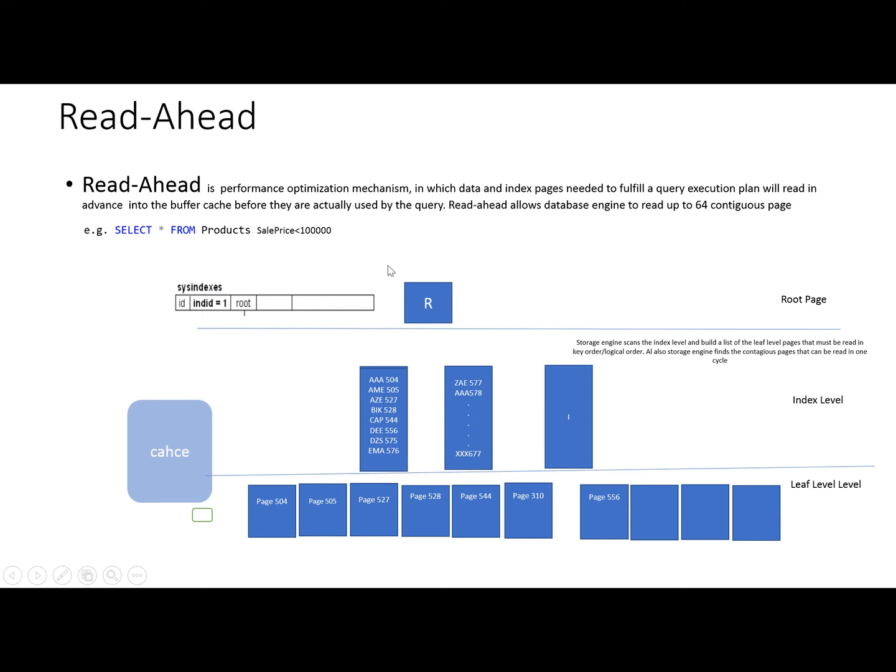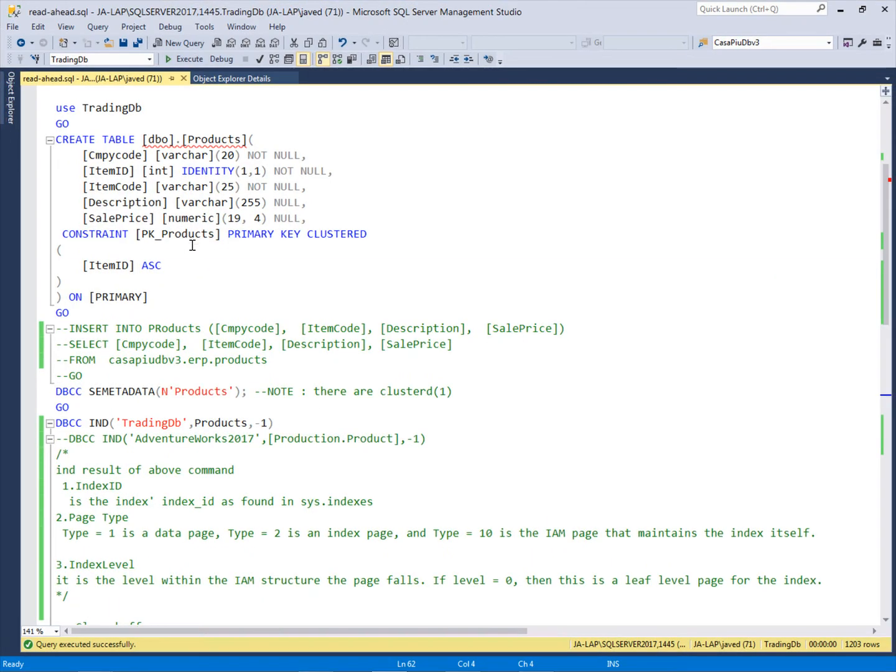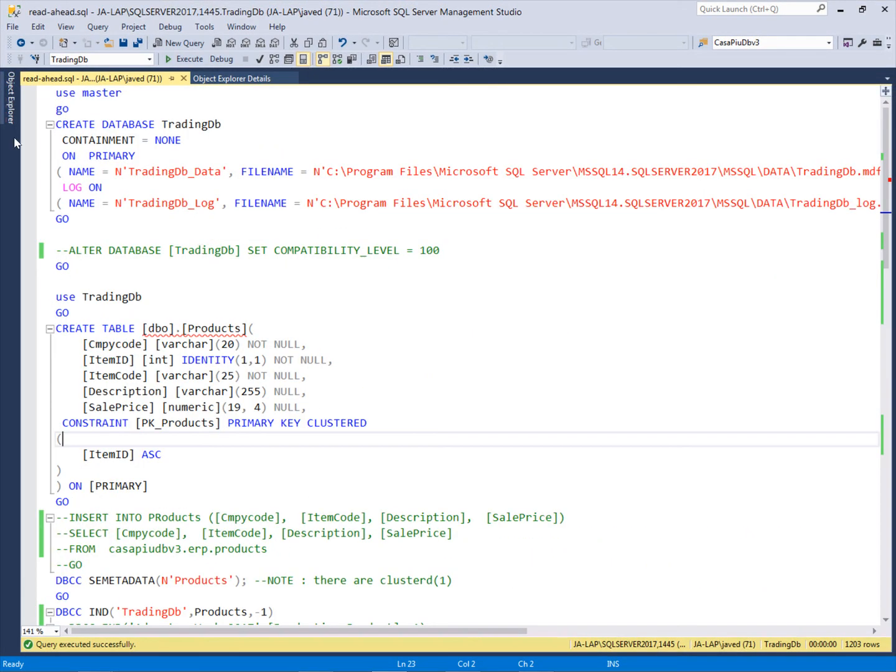In this video, I will show you how read ahead works in SQL Server, and how the optimizer uses this mechanism to boost performance. So let's move to the SQL Server storage engine. This is SQL Server and we are in the query analyzer.